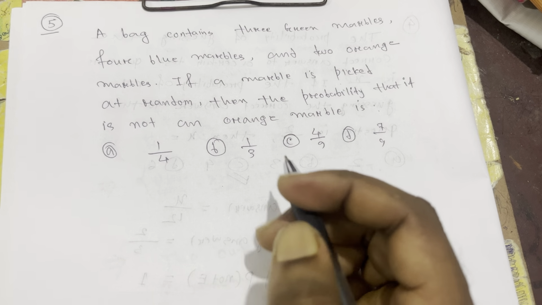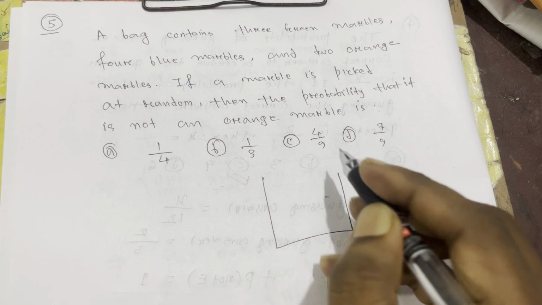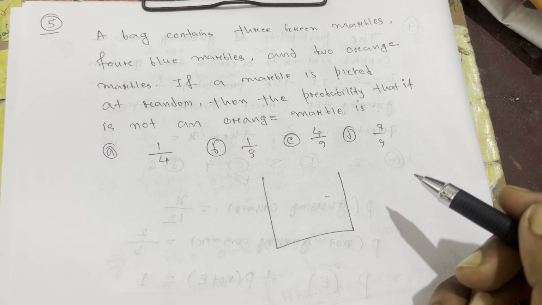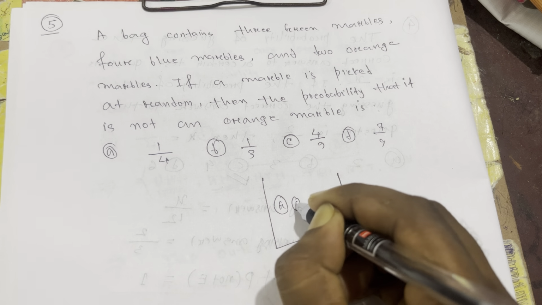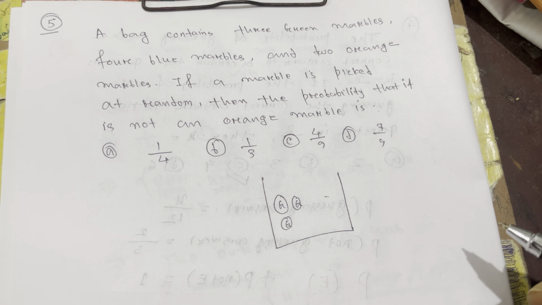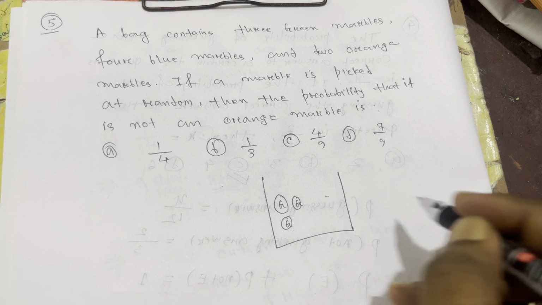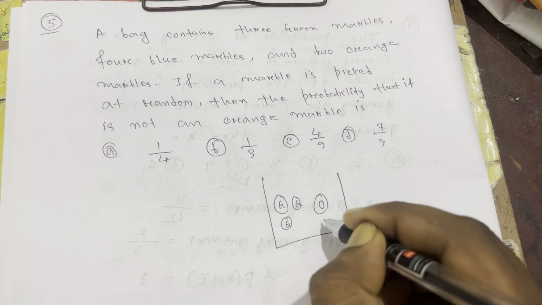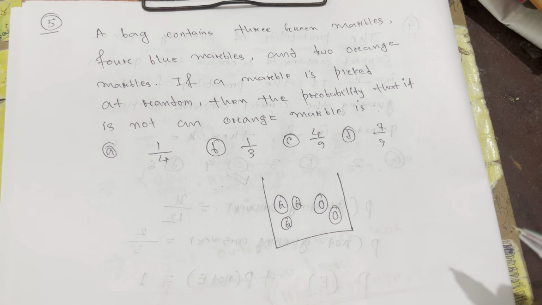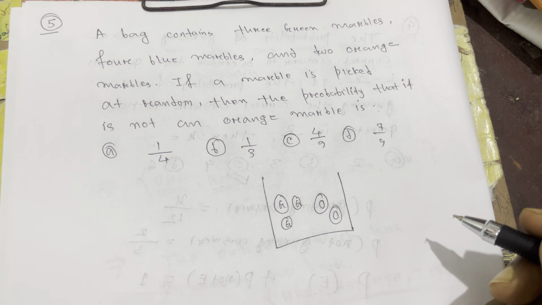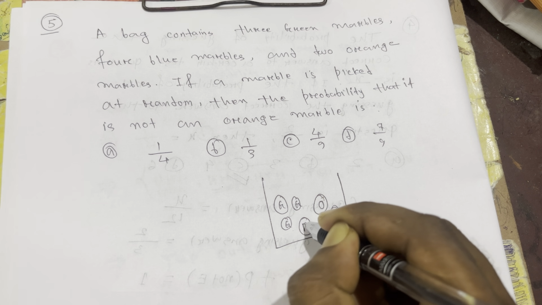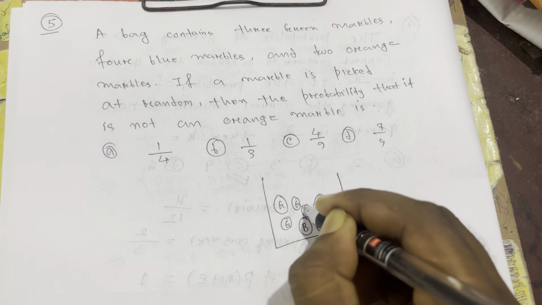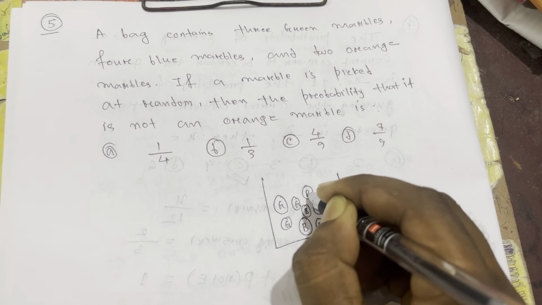Question number 5. A bag, this is a bag. A bag contains 3 green marbles. How many green marbles are here? 3. G. So 3 green marbles are here, and 2 orange marbles, 2 orange marbles. A bag contains 3 green marbles, 4 blue marbles and 2 orange marbles. How many blue marbles are here? 4. So this is 1, this is 2, this is 3, this is 4.